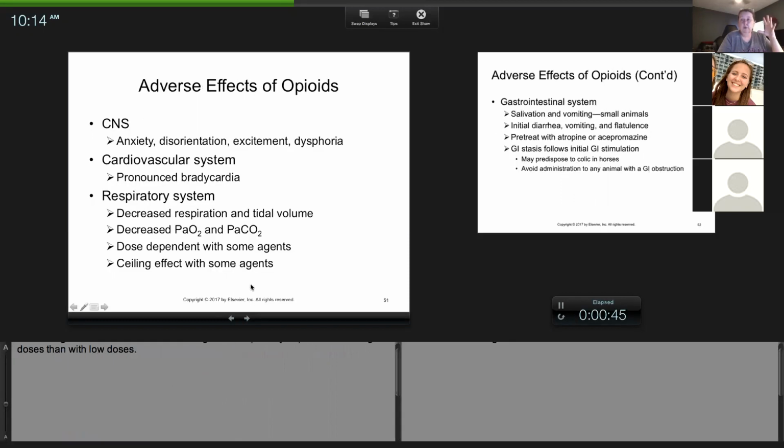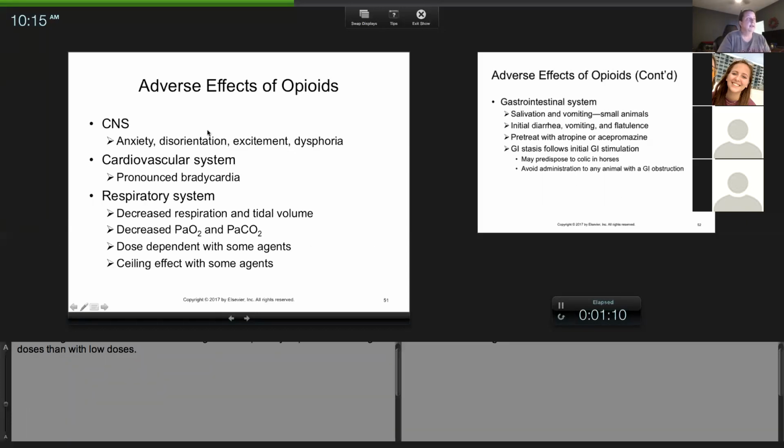Some of the adverse effects in general: most of these effects are going to be more profound when you're using the pure agonists like the morphine and the fentanyl. You don't tend to see as much of these side effects with the buprenorphine and butorphanol. Because remember, the pure agonists are doing something at both receptors, not just one receptor.